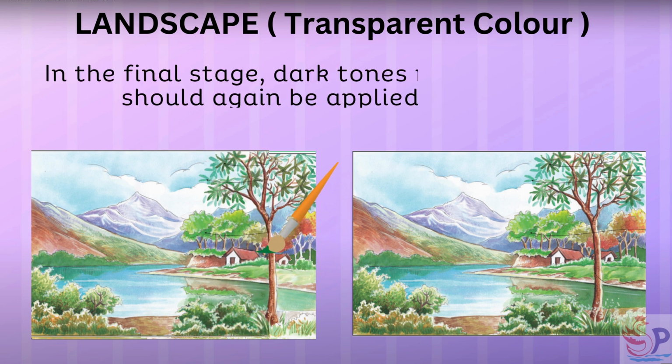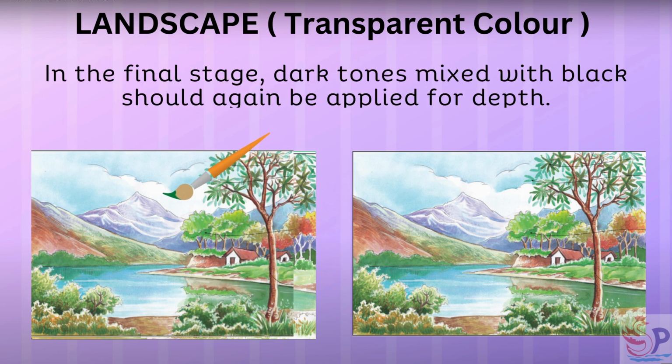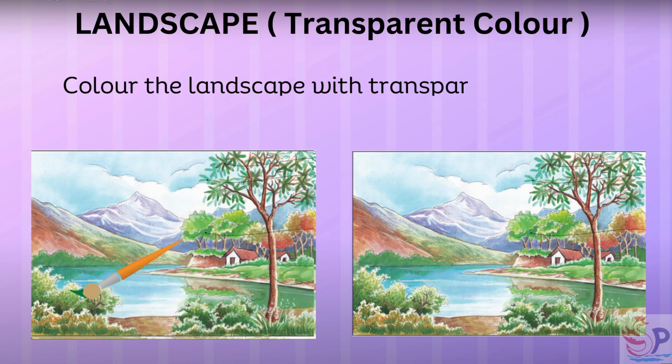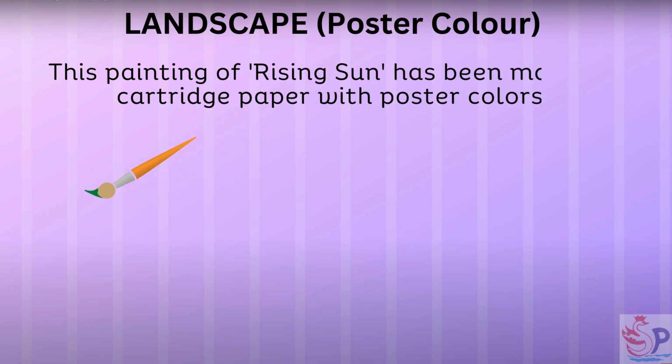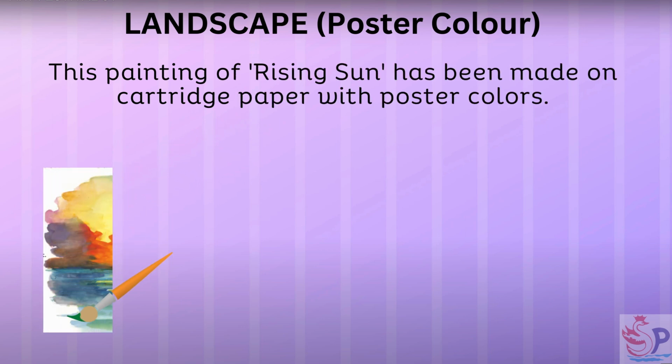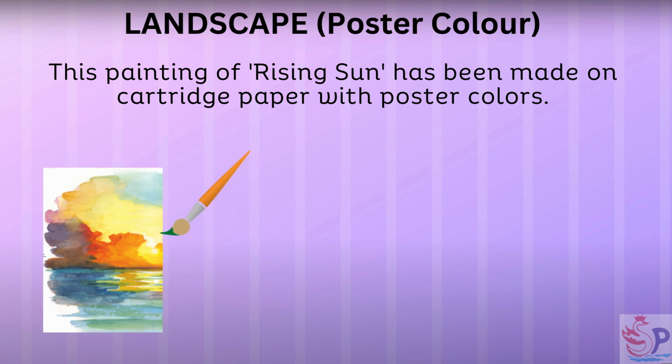In the final stage, dark tones mixed with black should again be applied for depth. Color the landscape with transparent colors. Landscape, poster color. This painting of Rising Sun has been made on cartridge paper with poster colors.